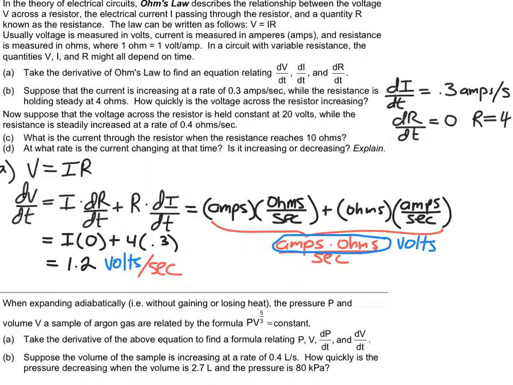So, how quickly is the voltage across the resistor increasing? 1.2 volts per second, or 1.2 amps times ohms per second. One obviously involves writing more stuff. Now we're switching it up a little bit, still working off the same derivative. Technically, this was part B, so let me make a note, because the actual substitution was your part B.